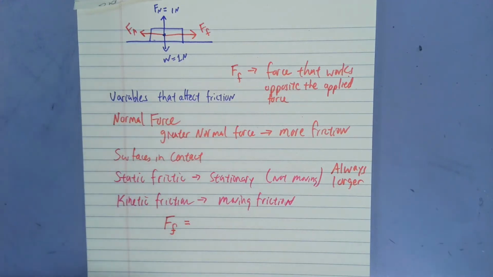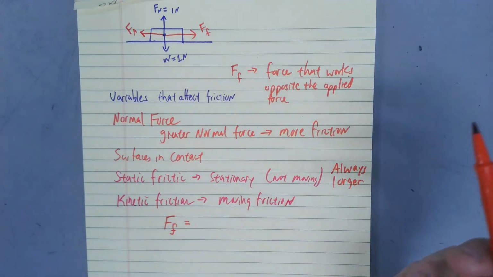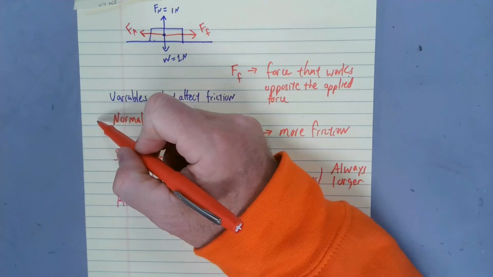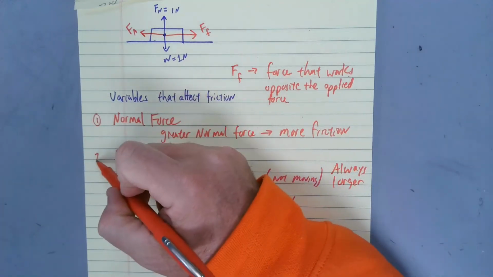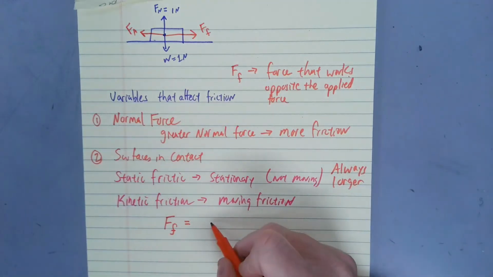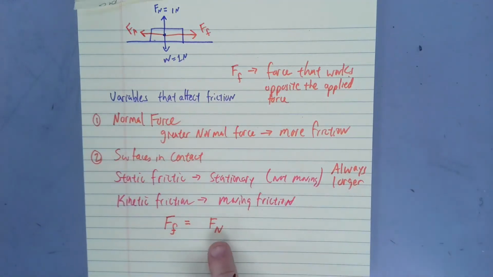The amount of frictional force can be calculated, and we will determine it experimentally as well. So we said it depends upon two things. One is the normal force. Two are the surfaces in contact. Okay. So we said the bigger the normal force, certainly the greater the frictional force. I get that. The smaller the normal force, the lower the frictional force.